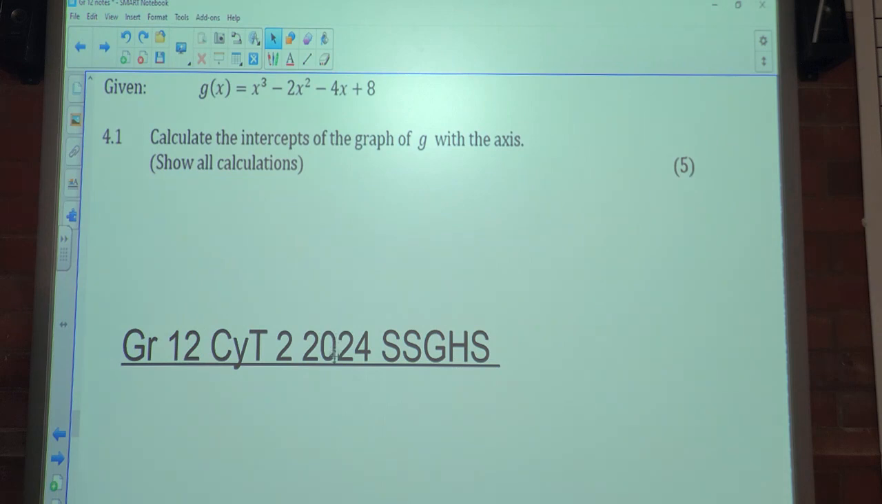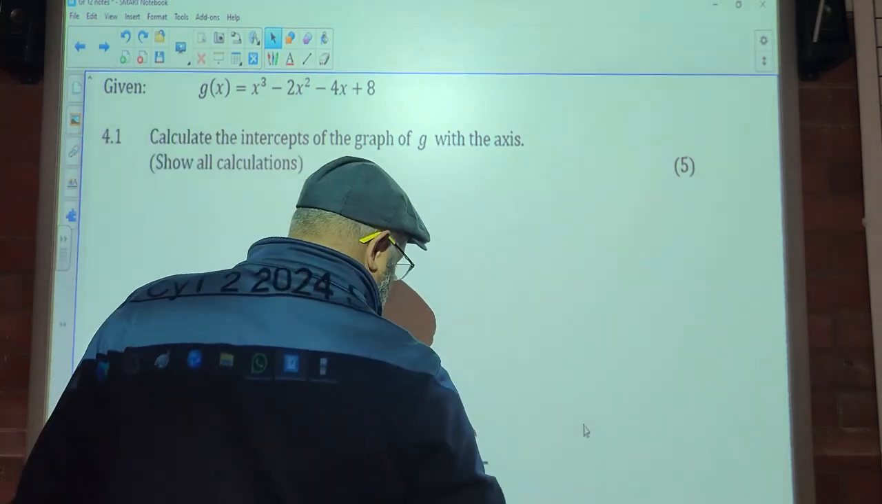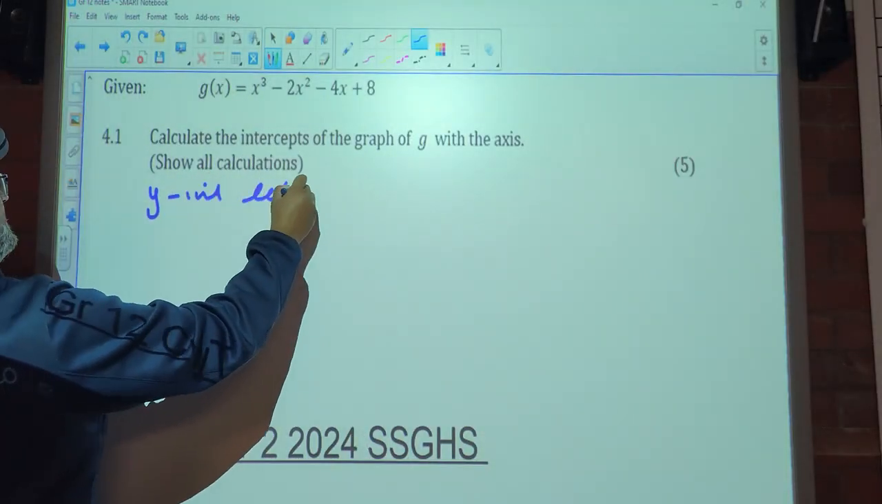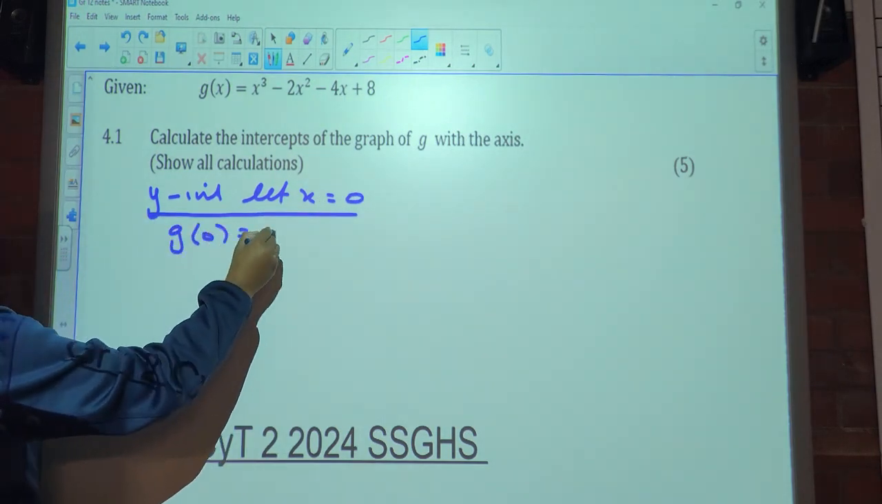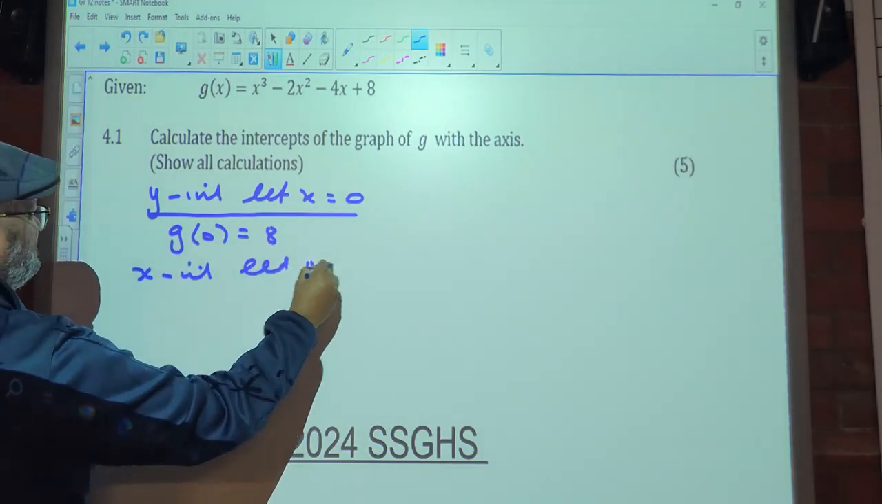People, number 4, we are given: calculate the intercepts of g with the axis. Show all calculations. People, how do you work out the y-intercept? We let x equal to 0. So that's going to give you g of 0, which gives you an answer. So that's my y-intercept. X-intercept, let y equal to 0.